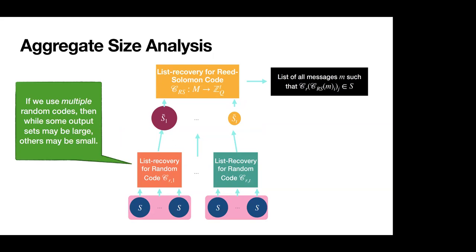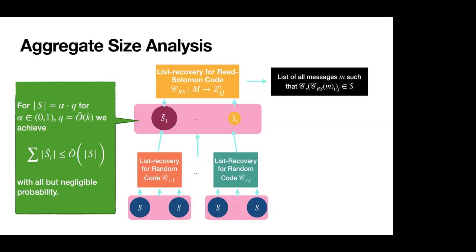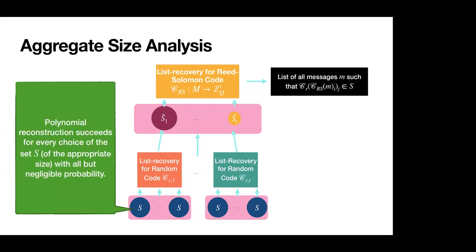And our solution is therefore to use multiple random codes. If you use multiple random codes, then while some output sets S tilde 1 might be large, others may be small. So you might have S tilde T be very small. And we show that in this regime, we get the cost of T many output lists for the cost of effectively 1. We get the sum of the S tilde i's is less than O tilde of just S. And this allows us to show that polynomial reconstruction succeeds for every choice of the set S with all but negligible probability.